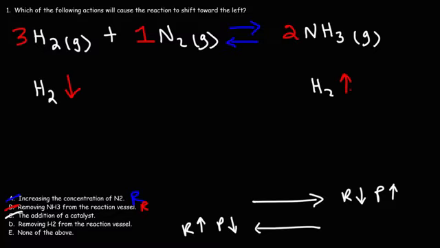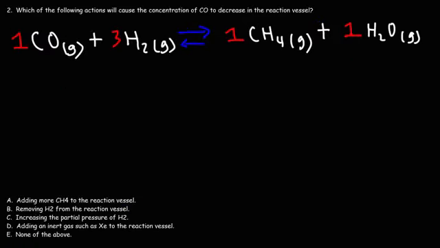Now what must the system do in order to increase the reactant? The only way it can increase the reactant is by shifting to the left. And that's what's going to happen. So if we remove H2, the system is going to try to produce more of H2. Therefore, D is the answer that we're looking for. So that's the action that will cause the reaction to shift towards the left, by decreasing one of the reactants.